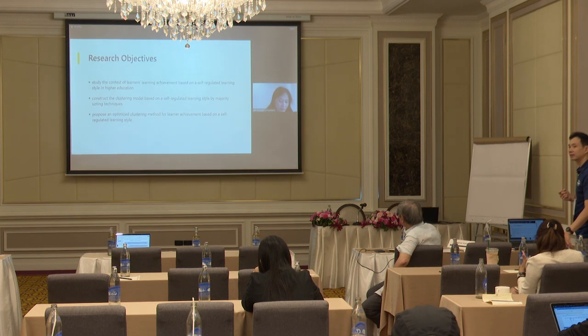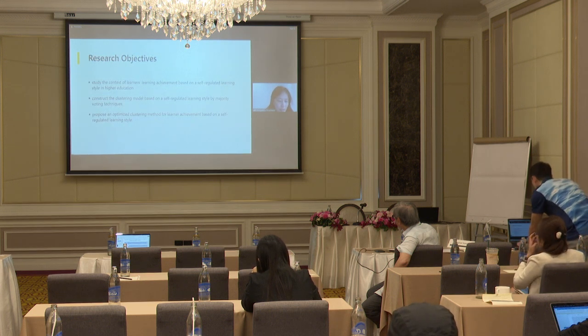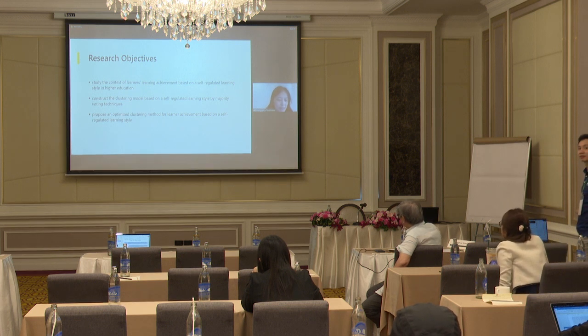Move on to research objective. This research has three main processes. The first objective was to study the context of learner learning achievement based on self-regulated learning style in higher education, and to contrast the clustering model based on self-regulated learning style by majority voting technique, and to propose optimized clustering method for learner achievement based on self-regulated learning style.